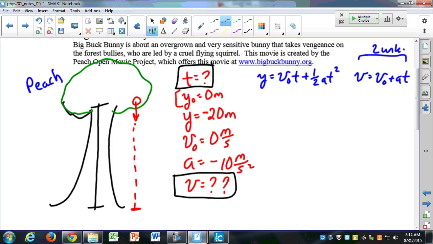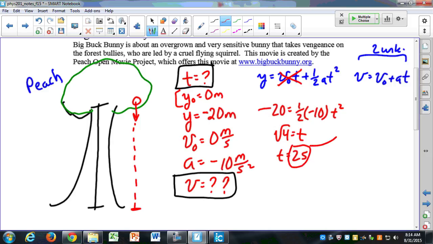All right, so I'm going to solve this equation first, noting that that term goes away. I can put in my values here, negative 20 equals 1/2 of negative 10 t squared. That's the square root of 4. So t is 2 seconds. And then I can take this and plug it in there. And I get my final velocity is 0 plus negative 10 times 2, which is 20 meters per second. Or rather, negative 20 meters per second.